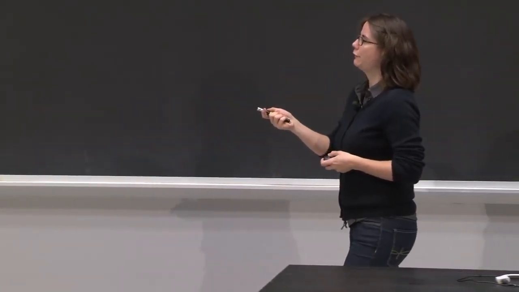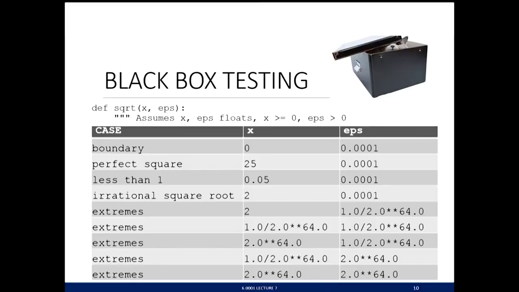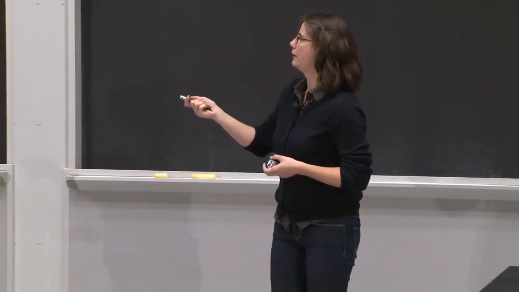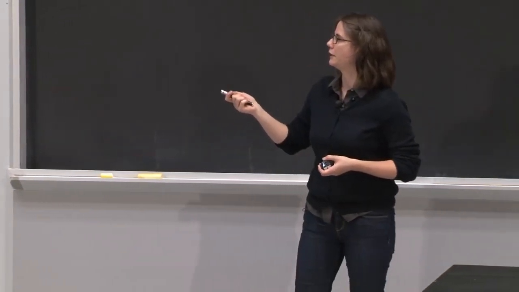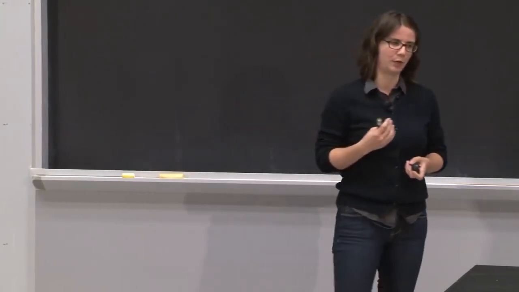So for this particular function, here's a sample set. We check the boundary, we check perfect squares, we can check some number that's less than 1, we can check maybe irrationals, and then you do extreme tests. So when either epsilon is really large or epsilon is really small, or x is really large or x is really small, and all the possible combinations of those.